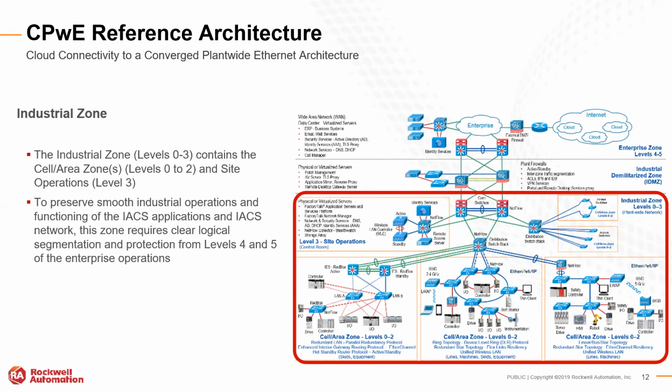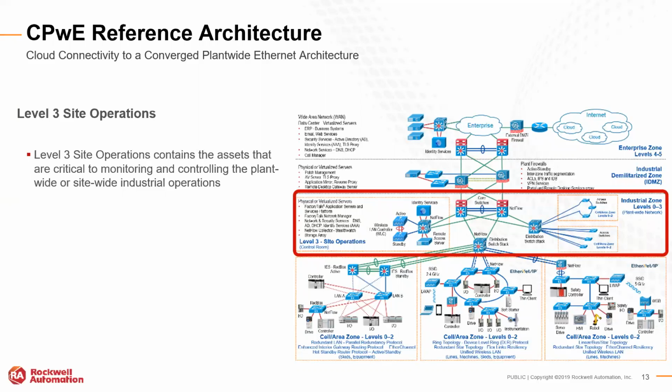When we're referring to the plant floor, we're primarily referring to the industrial zone, which, as I said earlier, is levels 0 through 3. That's broken up into lower levels, levels 0 through 2, which would be your cell area and your area zones, and then level 3, which is your operations area.